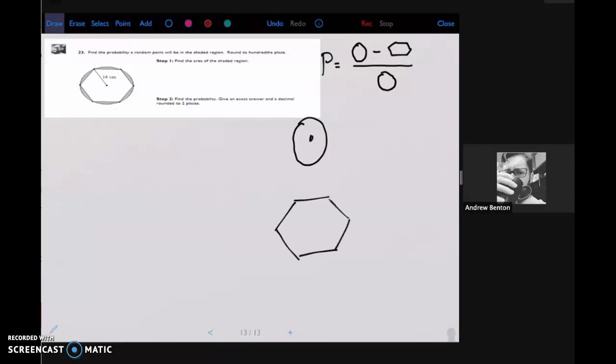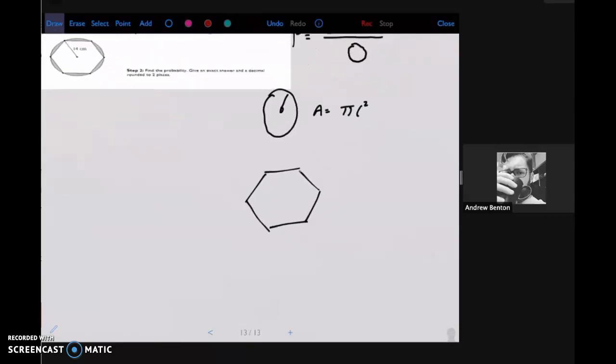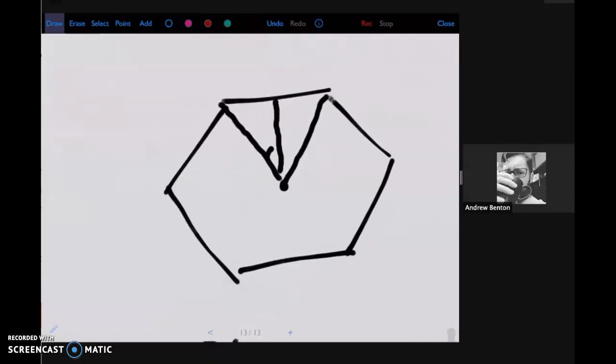The circle we know has radius 14, so the area is going to be equal to pi r squared. The radius we know is 14. With the hexagon, again, you know your central angle is going to be 60. 360 divided by 6 gets you 60, so that means that the angle created by the radius and the apothem has to be 30.